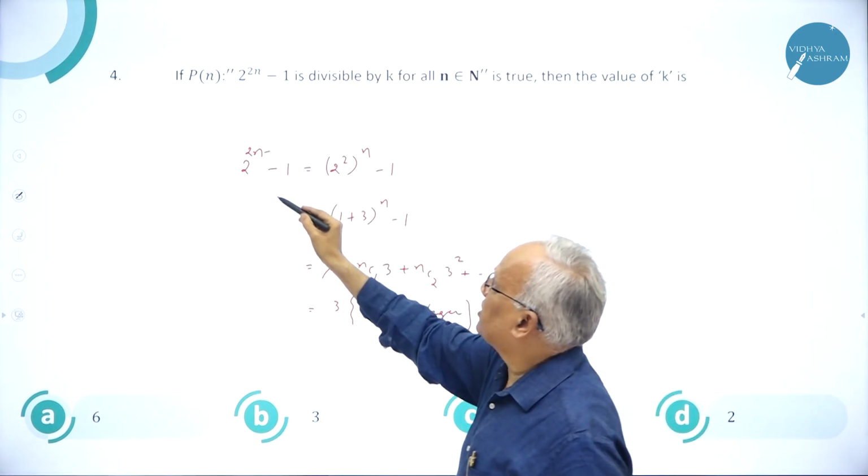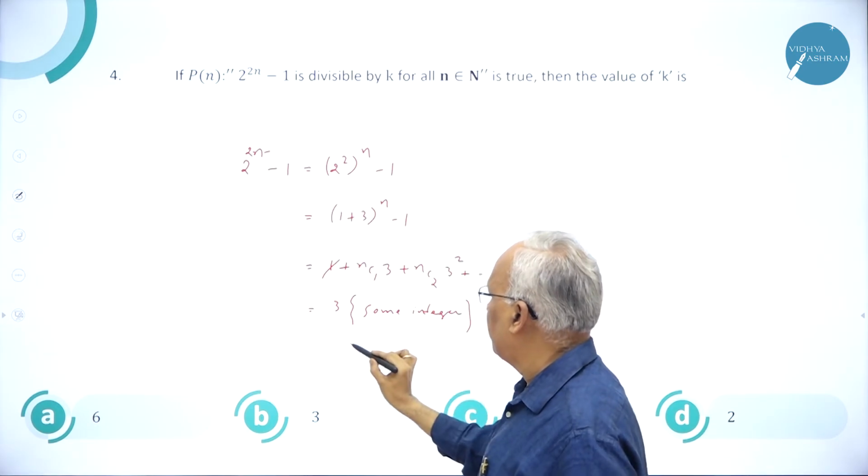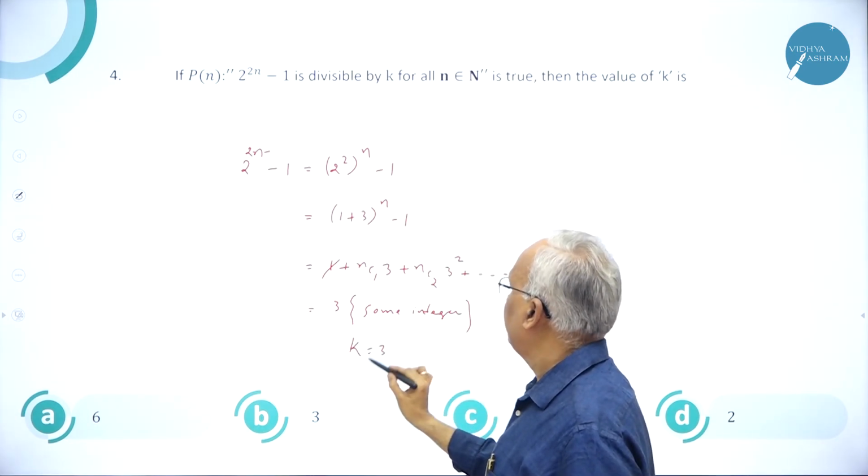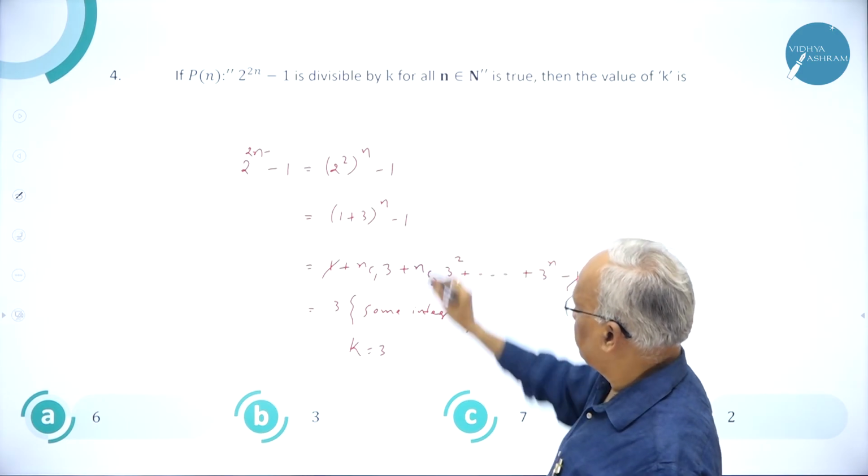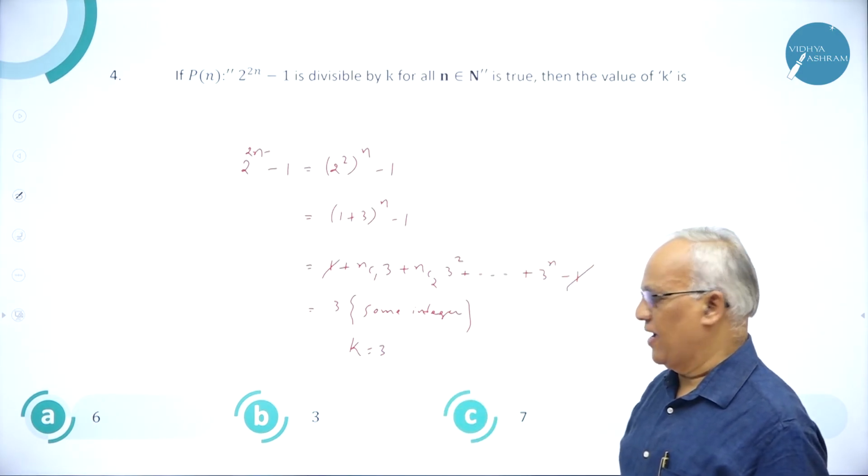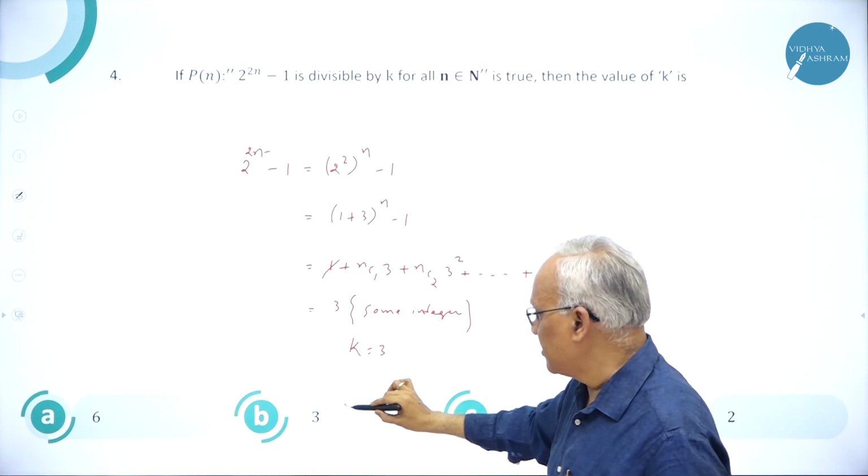Therefore, this expression is divisible by k, so what is the k value? It is divisible by 3. For all values of n it is true, so k equal to 3 is the answer. This is the answer. Answer is B.